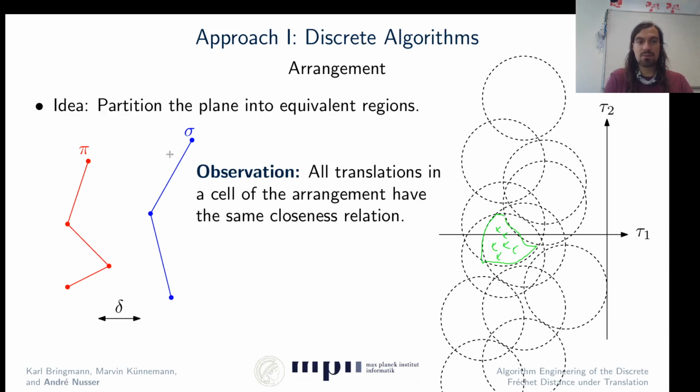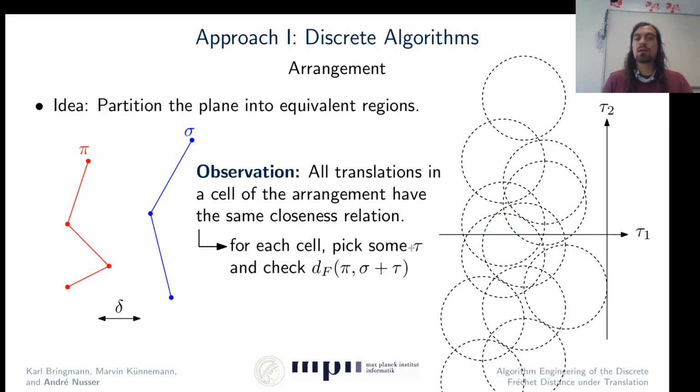So basically, if those 2 nodes are close, for example, for this point here, then you also know that they are close for all the other translations here. And using this, we can actually just pick an arbitrary point from each cell. For example, we can also just pick the intersections here, all the intersections, and check them for the Fréchet distance. And if we try them all out, then we get a decision of the Fréchet distance under translation. The problem here is that this arrangement actually has an O(n to the 4) complexity. And that's an issue in practice.